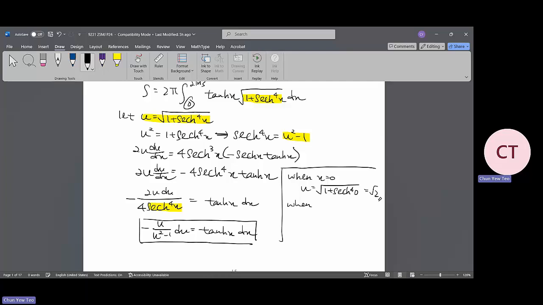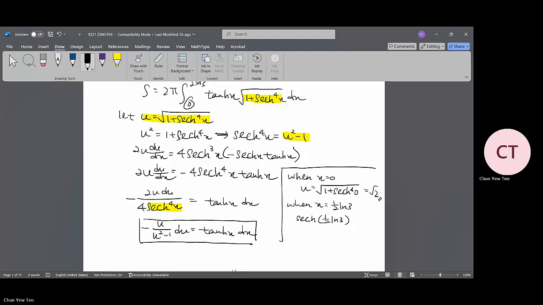When x is equal to half ln 3, this one is a bit troublesome. When x equals half ln 3, you need to replace this value into the sec x. So that means you will get sec of half ln 3. We need to work out the sec of half ln 3. Over here, you actually can press a calculator.